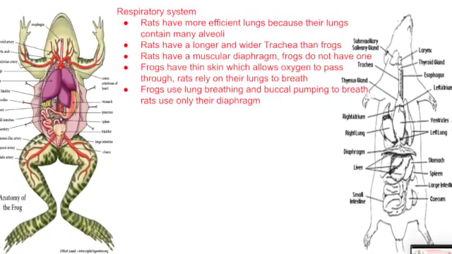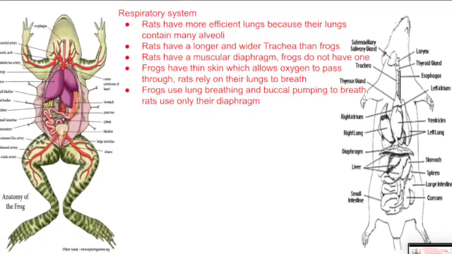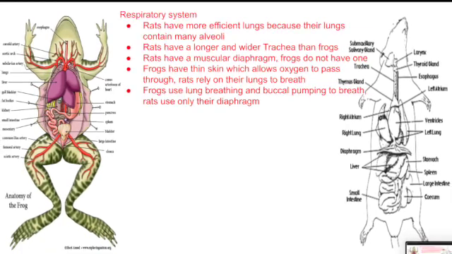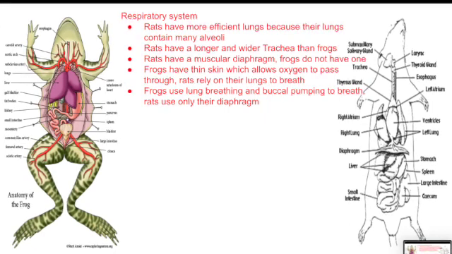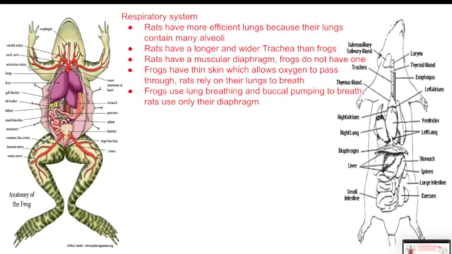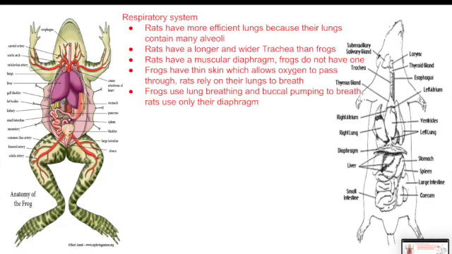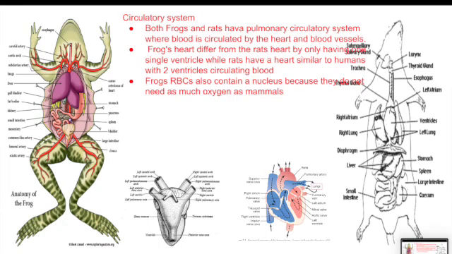In the circulatory system, a frog's heart is different than a rat's heart because they only have a single ventricle, while rats have hearts that are similar to humans, containing 2. Both rats and frogs have pulmonary circulatory systems, where blood circulates through the heart and the blood vessels.